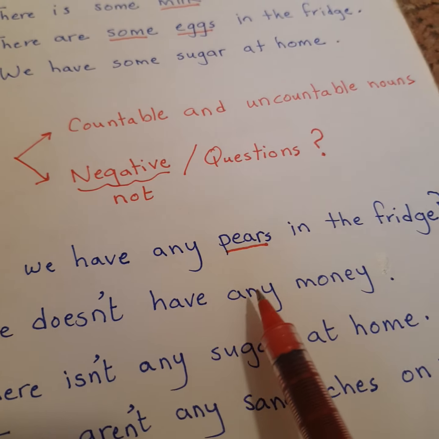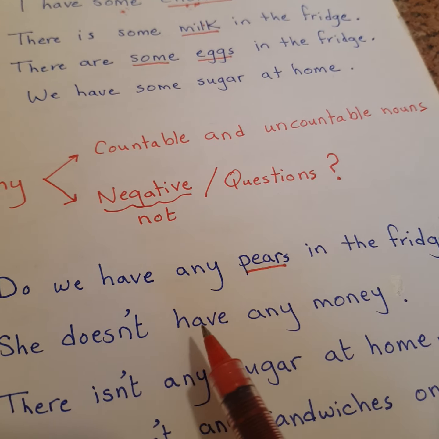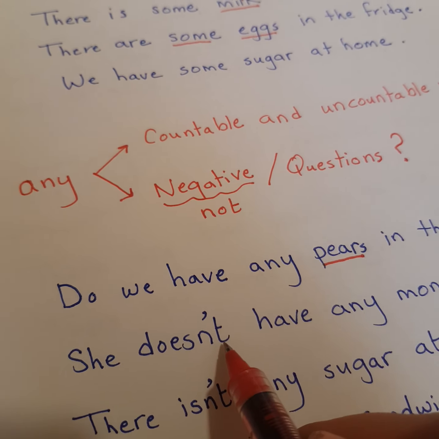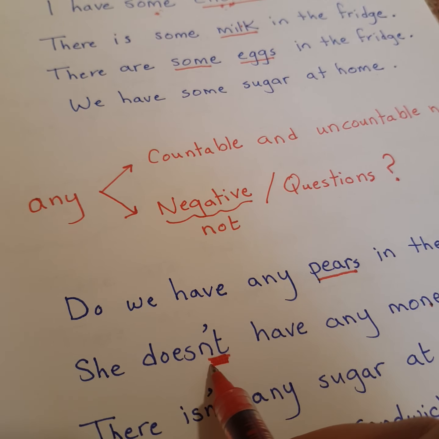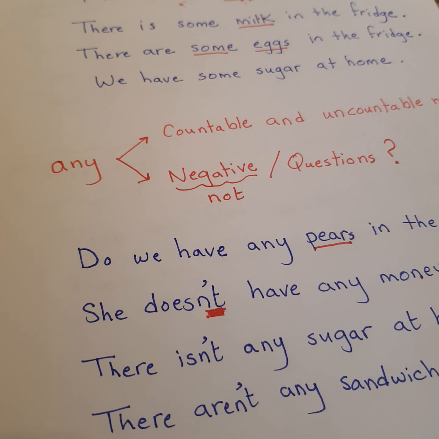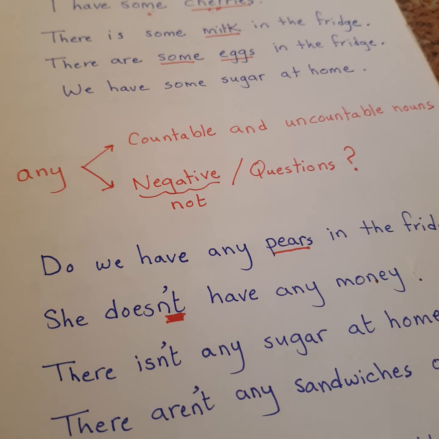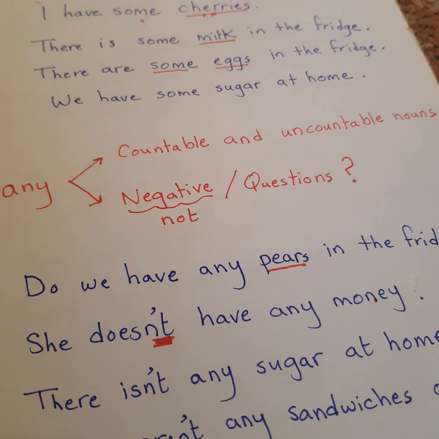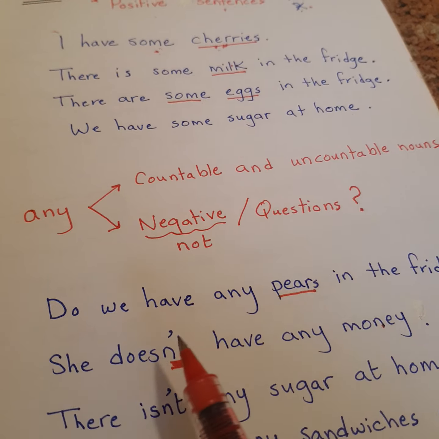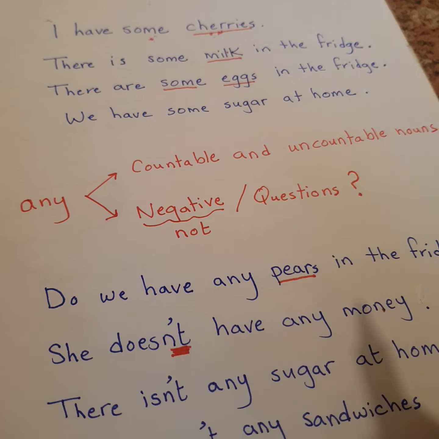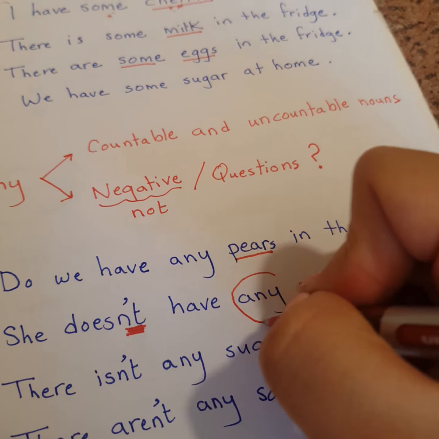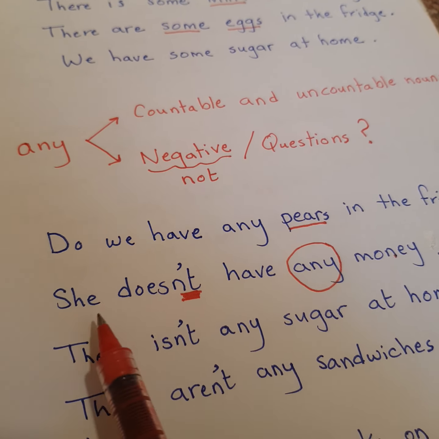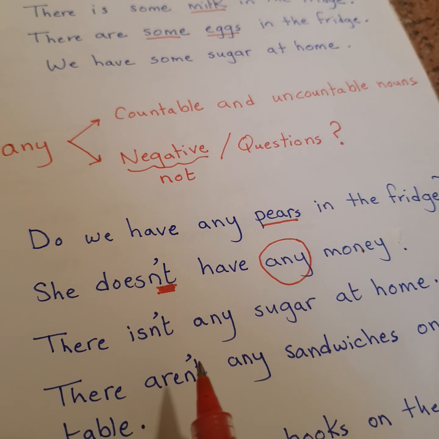She doesn't have any money. So this is what? This is a negative sentence. هاي جملة منفية. We say she doesn't have any money. هي لا تمتلك أي نقود. So we used any, because this sentence is negative. She doesn't have any money.